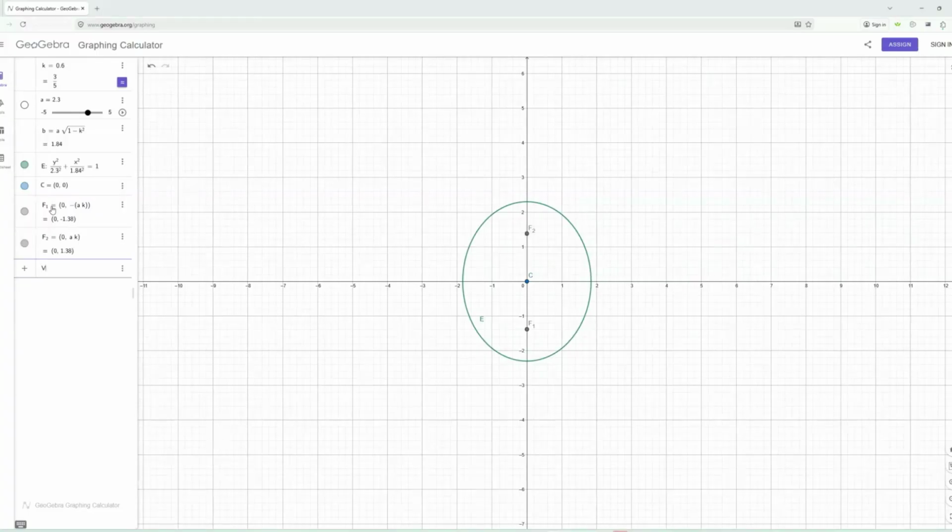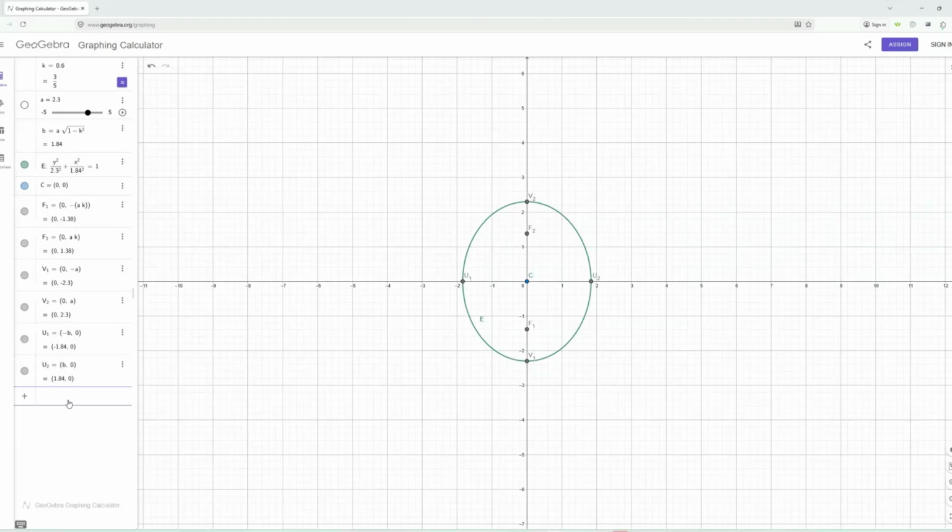Two vertices, one at the point 0, negative a, and one at the point 0, a. We have two covertices, one at the point negative b, 0, and one at the point b, 0.